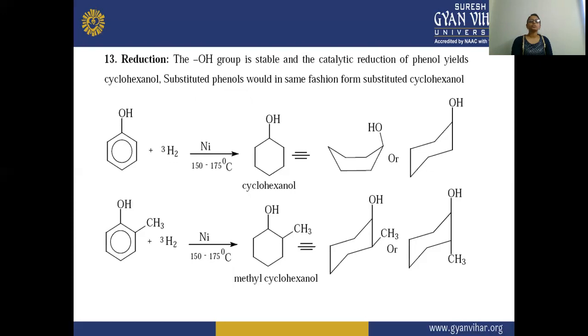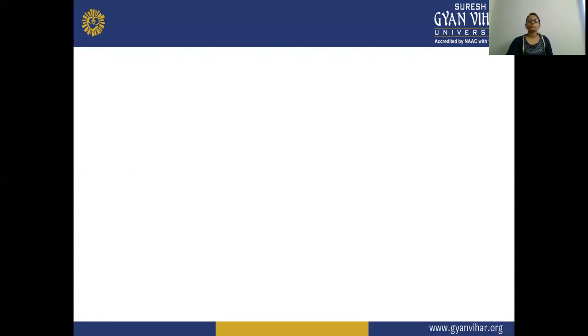In the second reaction, you can see this is methyl phenol. When we are treating it with hydrogen in the presence of nickel at the same temperature, there is a formation of methyl cyclohexanol. So the double bond is changing into single bonds. Here the unsaturated compound is changing into the saturated compound, transforming from double bond to single bond.